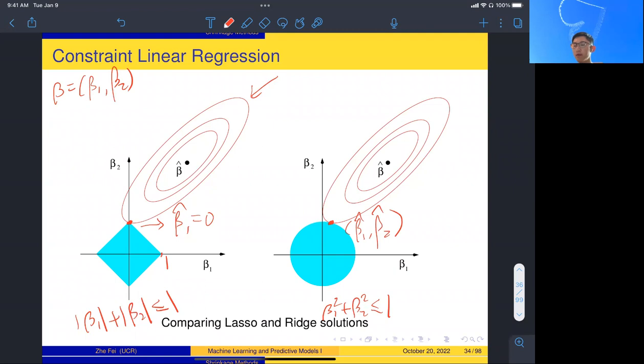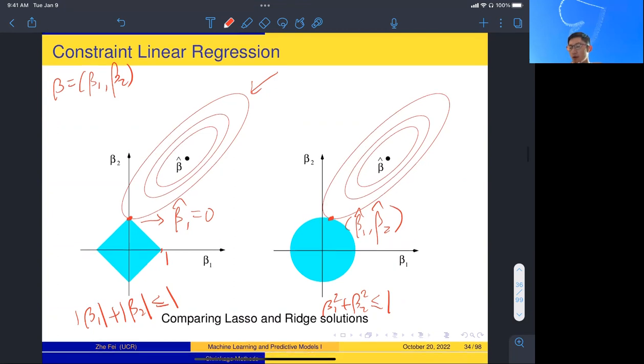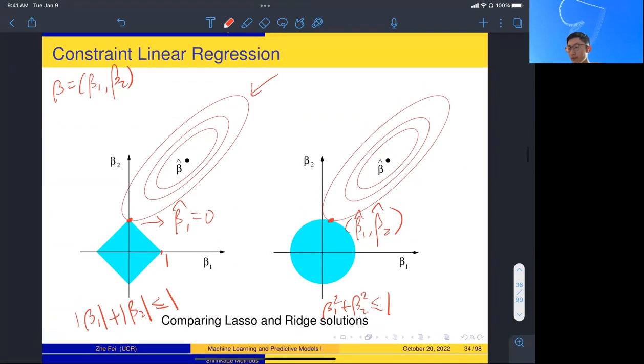So this is why essentially from lasso or from the L1 penalty, we would get exactly 0 solution for some of the beta, but with ridge or other L2 penalty, the solution is not exactly 0. So this is one illustration we want to introduce.